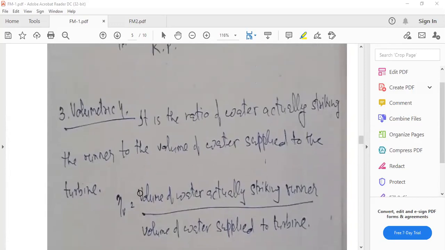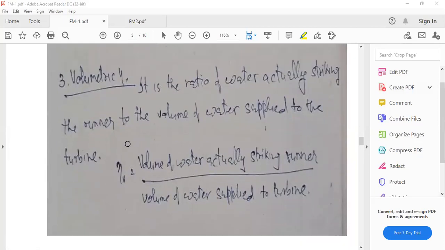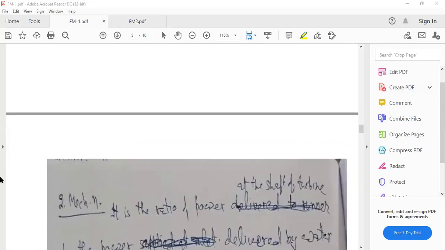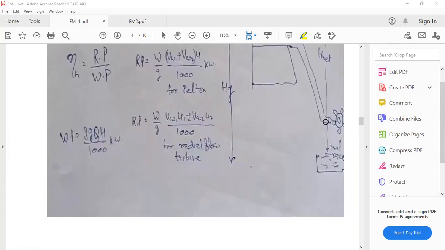So beyond these three efficiencies, we have also another type of efficiency which is known as volumetric efficiency. What is volumetric efficiency? It is the ratio of the volume of water actually striking the runner to the volume of water supplied to the turbine. This ratio is known as volumetric efficiency. Volume of water actually striking runner upon volume of water supplied to the turbine. See what happens when water impinges on the runner or blades of the turbine.